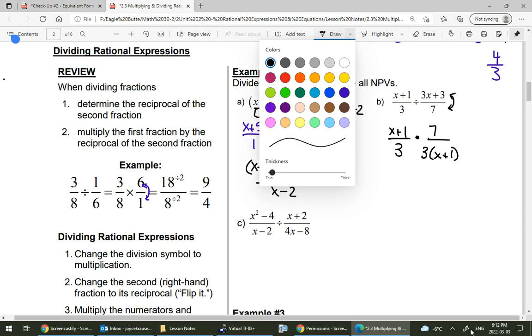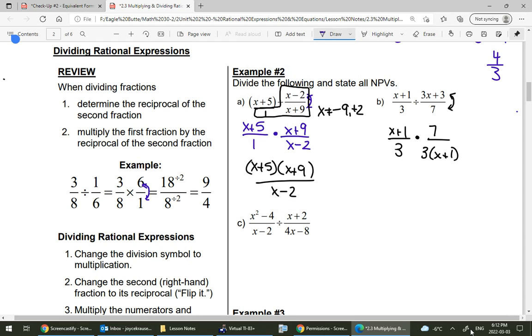Now remember, we still have to do our NPVs. And so for here, I'm going to have that x cannot be negative 1. And I can cancel. So x plus 1 will cancel with x plus 1. And I'm going to be left with 7 over 3 times 3, which is 9. And my restriction of x cannot be negative 1. Now, why did I have negative 1? Because when I looked at my L, that x plus 1 does end up in the denominator.